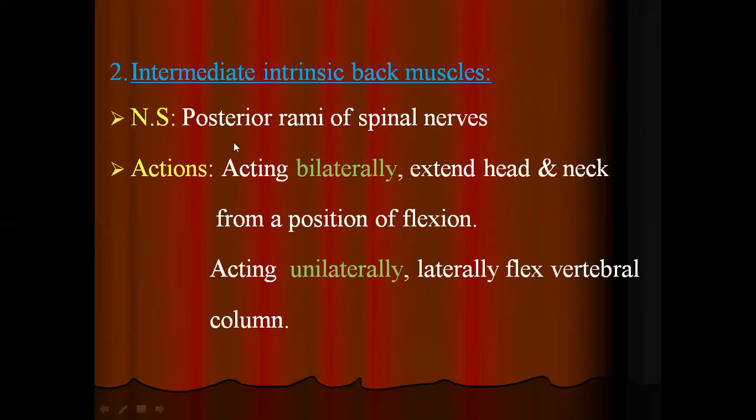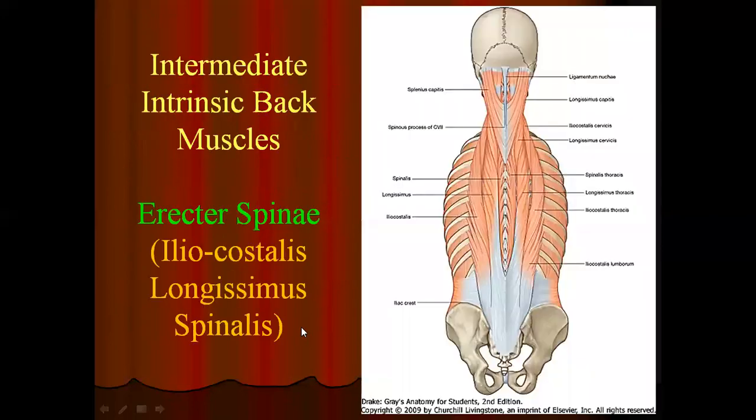These intermediate intrinsic muscles are supplied by the posterior rami of spinal nerves. And of course, when they act together, right and left bilaterally, they extend the head and neck and form a position of flexion. Acting unilaterally, they laterally flex the vertebral column. So this whole thing is the erector spinae. Its components are the iliocostalis, longissimus, and spinalis, and laterally we have the iliocostalis.